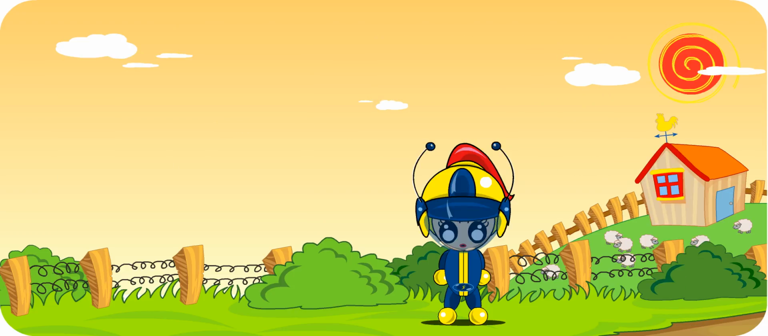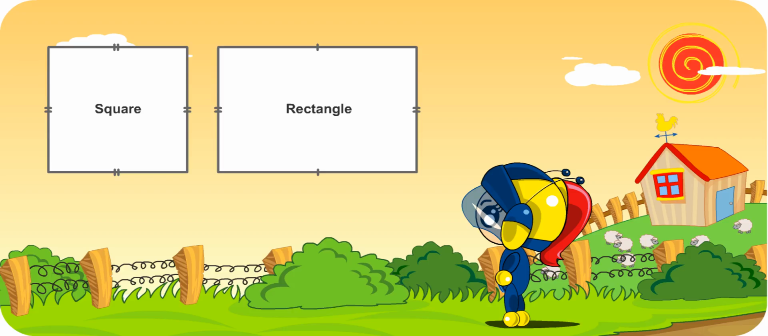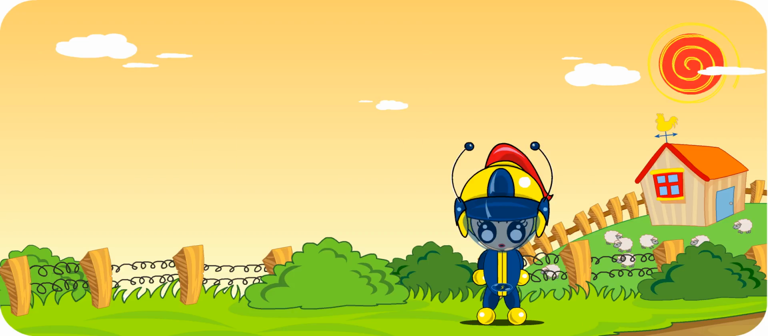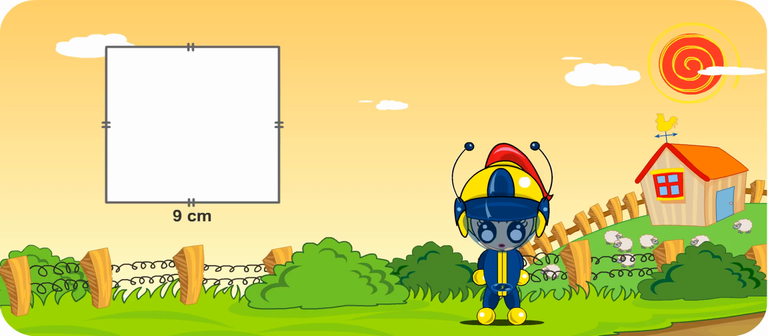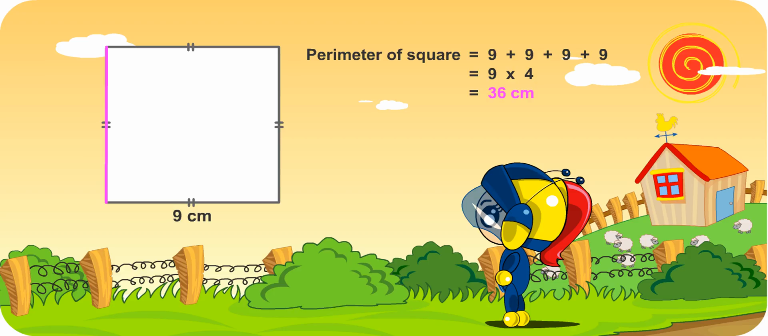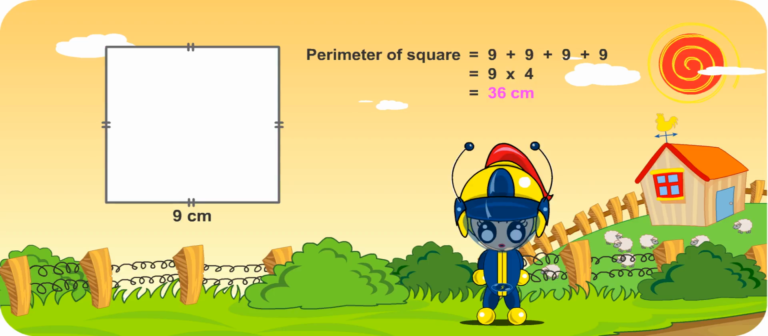We have gone through some questions on finding area. Now let's move on to some questions on finding perimeter of figures involving rectangle and square. Find the perimeter of this square. A square has 4 equal sides, so its perimeter equals 9 plus 9 plus 9 plus 9, which is equal to 9 times 4, which is equal to 36 centimeters.